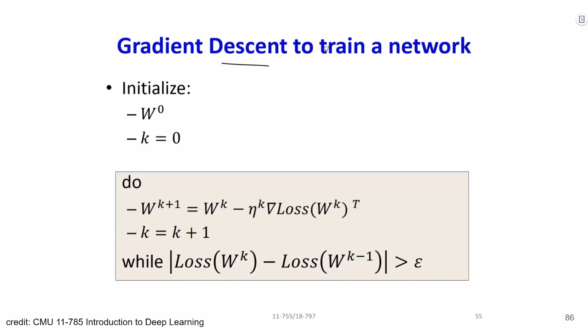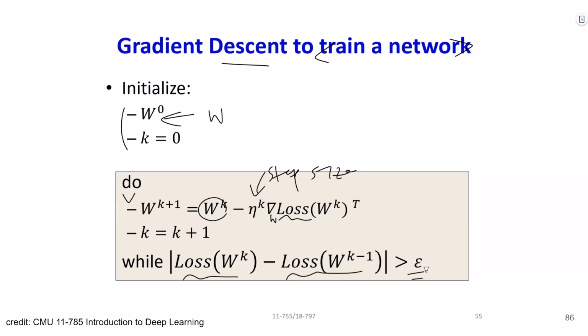And gradient descent to train a network, what we are doing is as follows. We initialize the values of W, which is the parameter of our model. And we take the gradient of the loss with respect to our parameters W. And then at each step, we take a step size and update our parameters using this equation. And we do this until the change in loss between the last step and the current step is smaller than this predefined epsilon. We keep doing this. And at the end, we're going to get the W values which will minimize the loss, which is our goal.